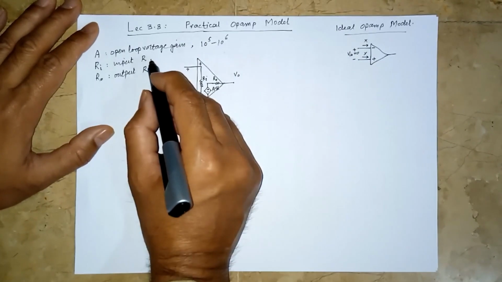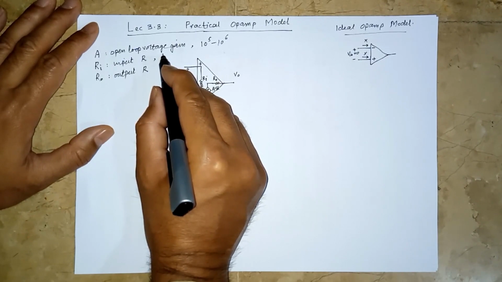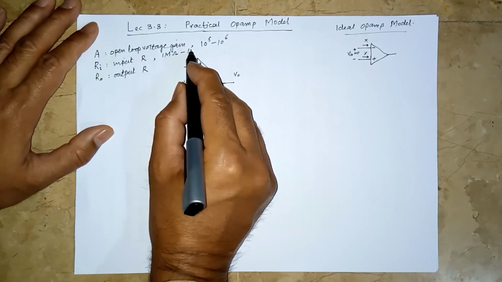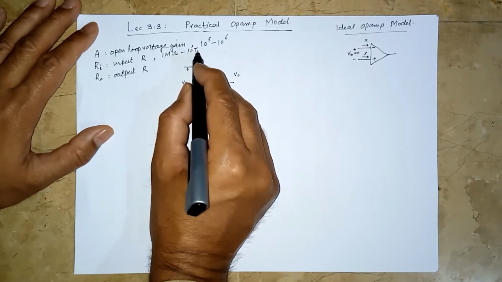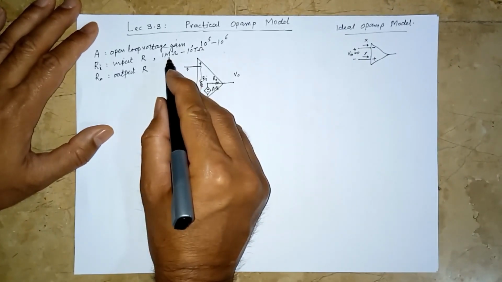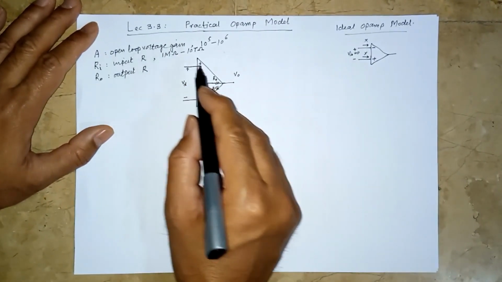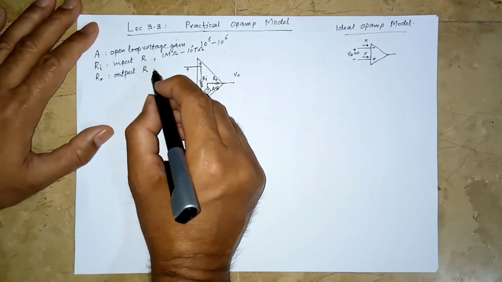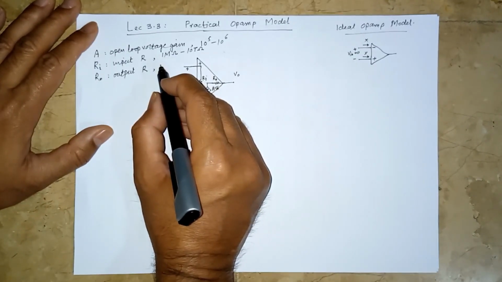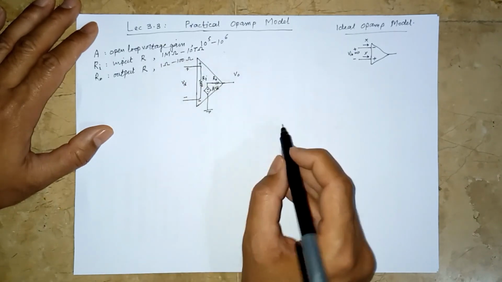The input resistance is typically very high too, from 1 mega ohm to say 10 tera ohm or more, a very large input resistance. These are the practical values for op-amps that are being constructed. And the output resistance is a small one, usually maybe 1 ohm to 100 ohm in practical op-amps.